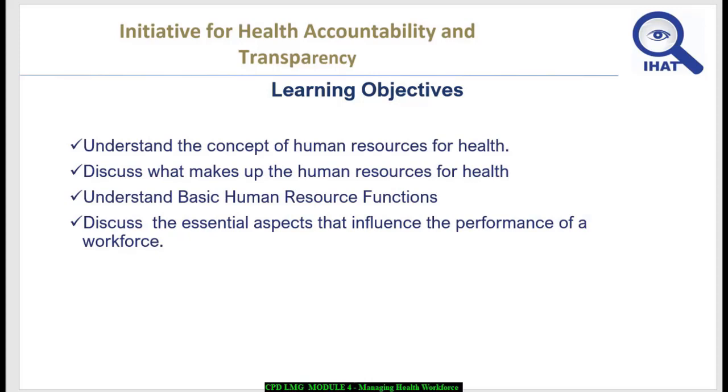The learning objectives are that the participants will understand the concept of human resources for health, discuss what makes up the human resources for health. They will understand basic human resource functions and also be able to discuss the essential aspects that influence the performance of our workforce.